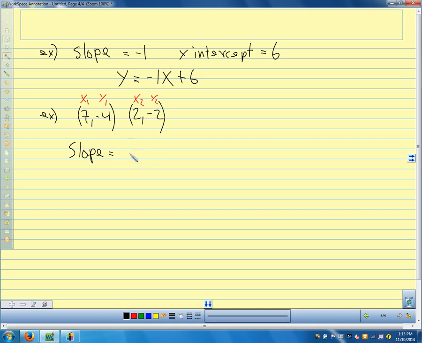So y2 minus y1, -2 minus -4, over x2 minus x1, 2 minus 7. -2 plus 4 is 2. 2 minus 7 is -5. So our slope is 2 over -5, and we could also write that as -2/5. Well, here's our slope. Here's our point, x1, y1. So let's plug into point-slope form.